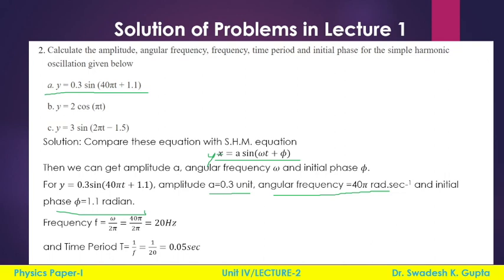Now we have to get the frequency. So frequency f is equal to omega upon 2 pi, which after calculation we will get 20 hertz. And the time period is the reciprocal of frequency. So 1 upon f is equal to 1 by 20, which is equal to 0.05 second. In a similar way, you can solve the other two equations. So solve the problems given in this lecture, and then we will talk more in the next lecture.